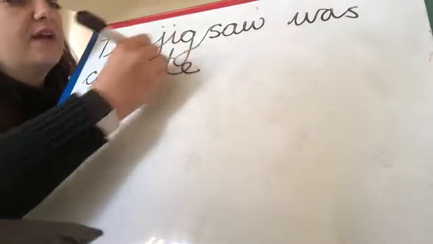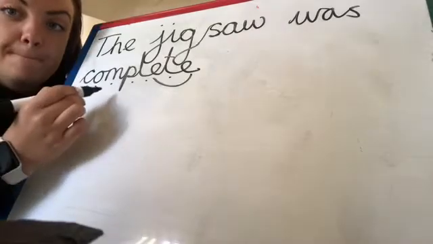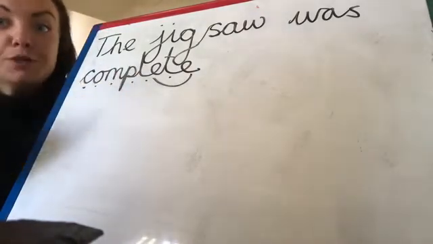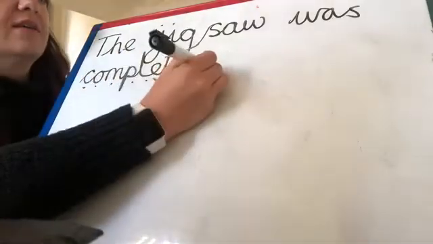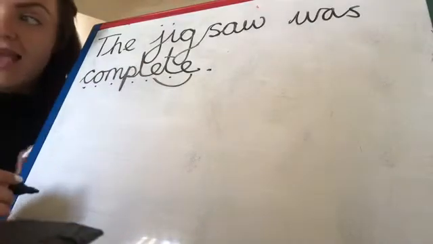And I know that it's got an E on the end because it is a split digraph. Complete. So you could have chunked that one as well. Com and pleat. Complete. Fantastic. The jigsaw was complete.